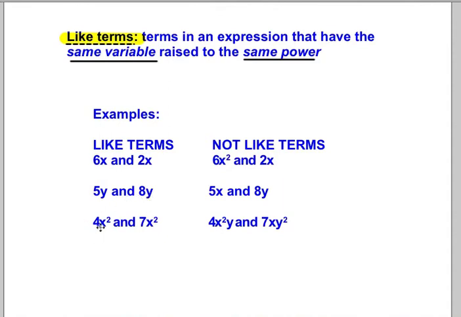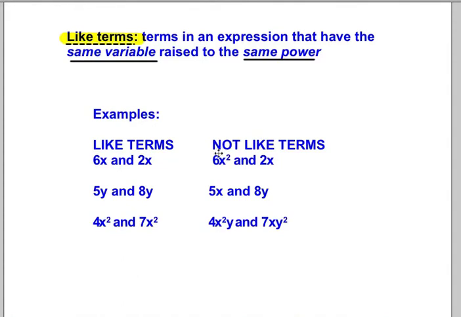Next one is 4x squared and 7x squared. The 4 and the 7 don't match, but we're not looking at coefficients, we're looking at variables and powers. They both have x's, and both of the x's are to the second power. So they are like terms.